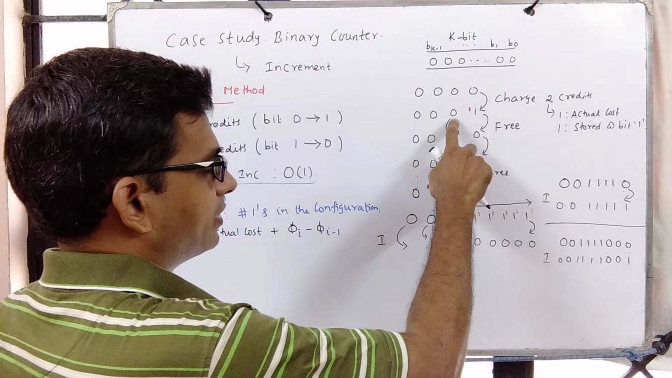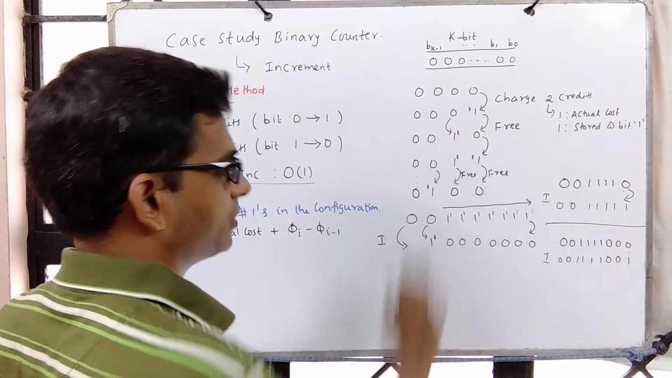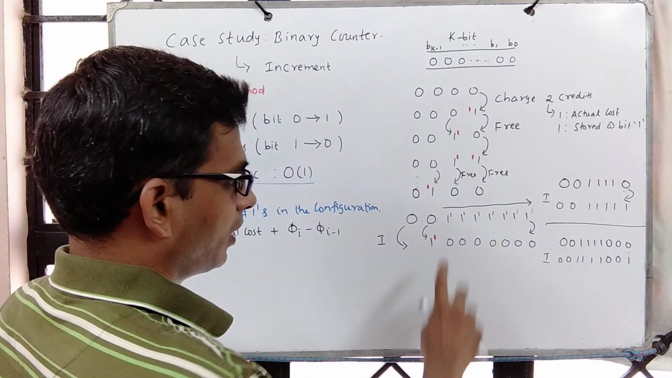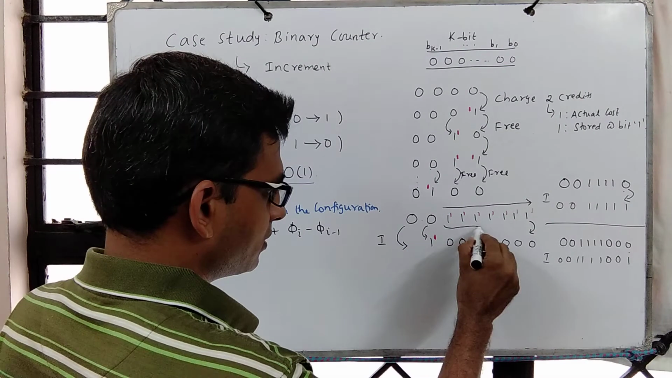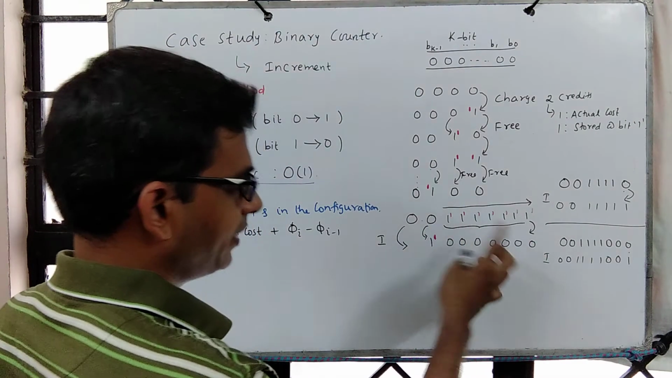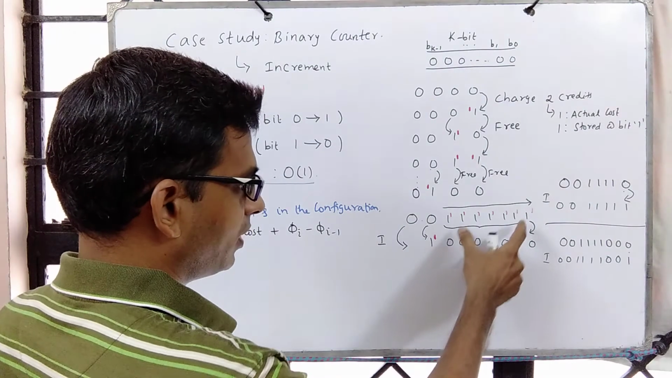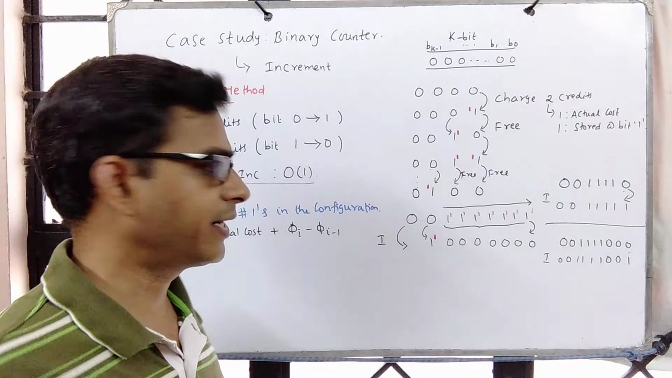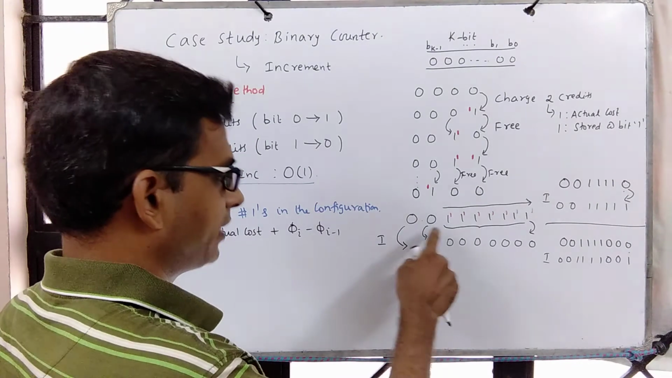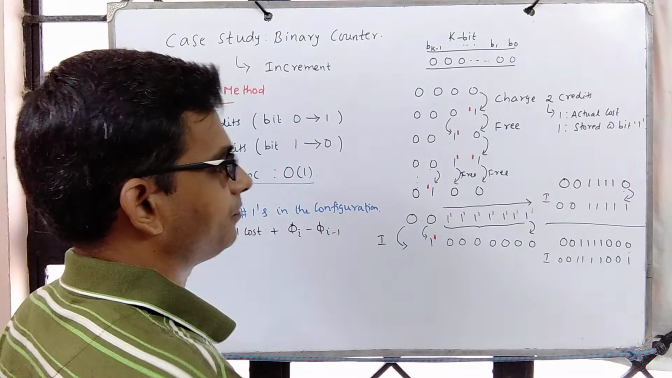And in this case, there is a 1 after the rightmost 0. You see that on increment, all the ones after the rightmost 0 are flipped to 0. It is just like adding 1, right? And the rightmost 0 is flipped to 1.